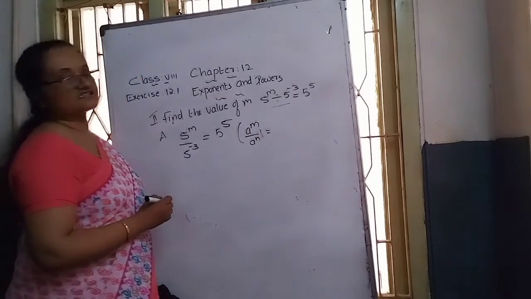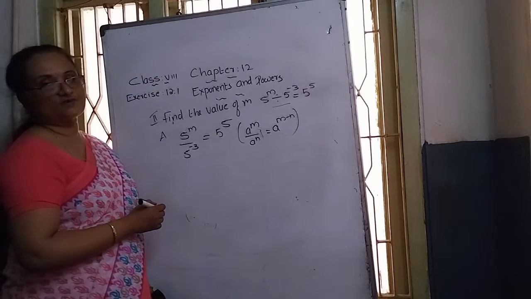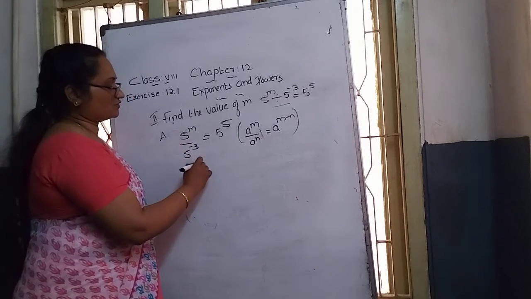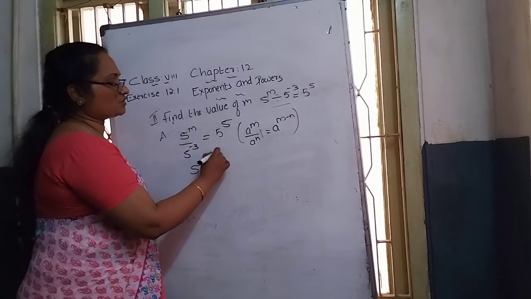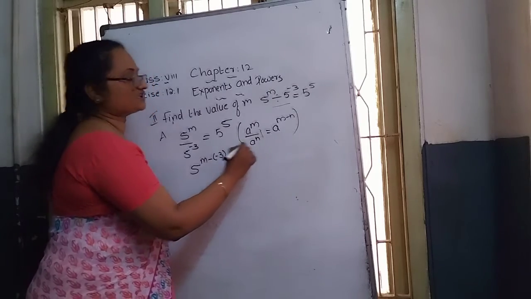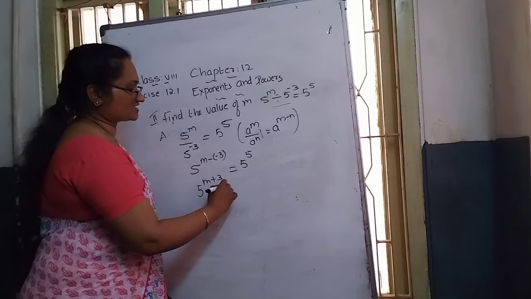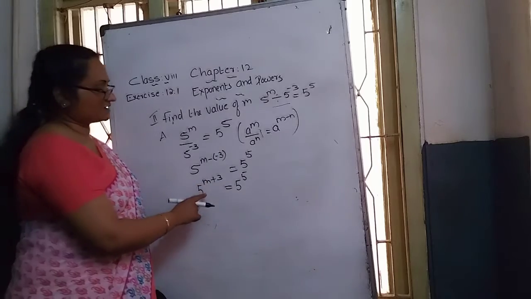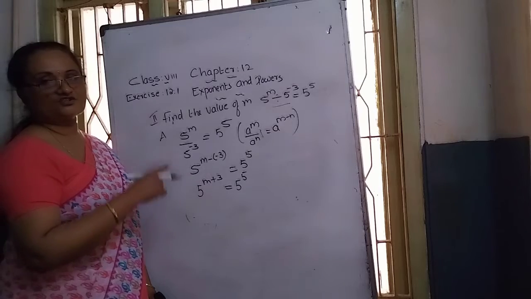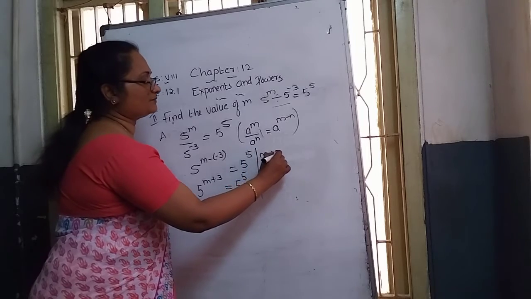What is the answer? Same base means keep the base one time, and the powers are subtracted. m and n are the powers, and the powers are subtracted. Here also the same process. The base is 5, and the powers are m minus n, where the n value is minus 3. So m minus minus 3, and the right side 5 raised to 5 has no change. Again calculation: 5 raised to m minus of minus changes to plus 3 equals 5 raised to 5. On the left side the base is 5, and on the right side the base is also 5. When the left and right sides have the same base, we consider the powers. Here the left side power is m plus 3.